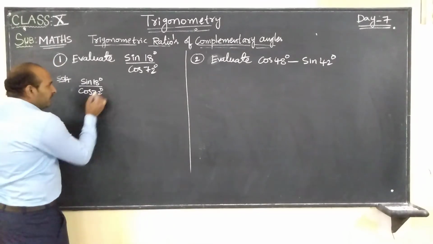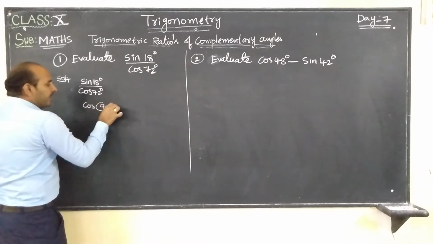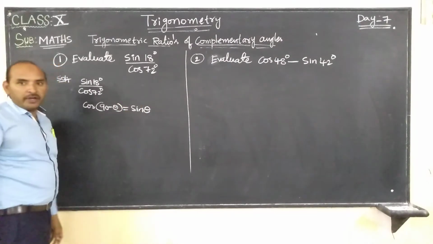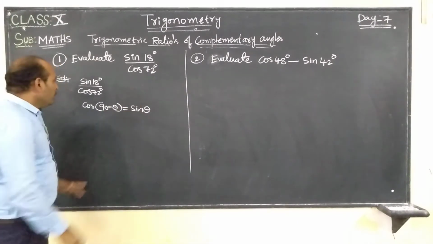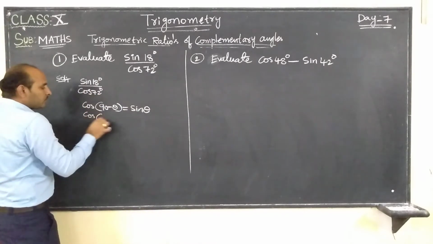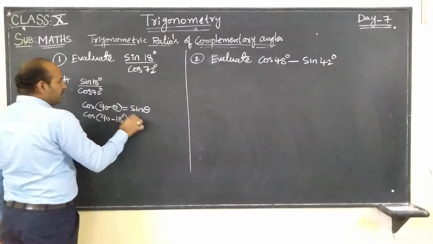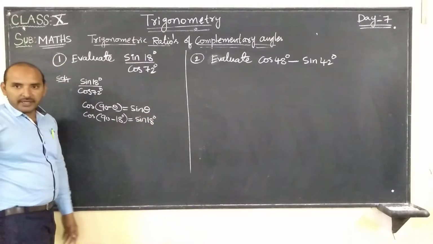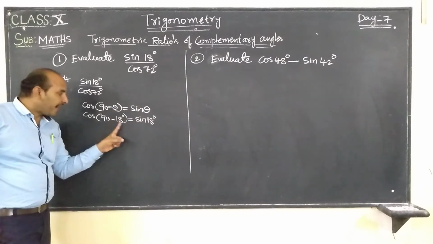We know the condition: cos of 90 minus theta is equal to sin theta. Already we know this formula very well. So we can write cos of 90 minus 18 degrees, which is equal to sin 18 degrees. Cos of 90 minus theta is equal to sin theta.